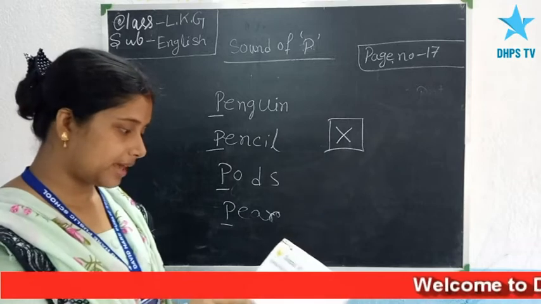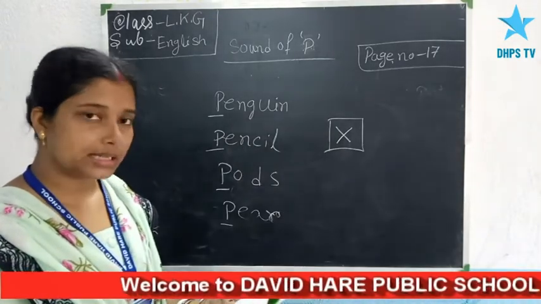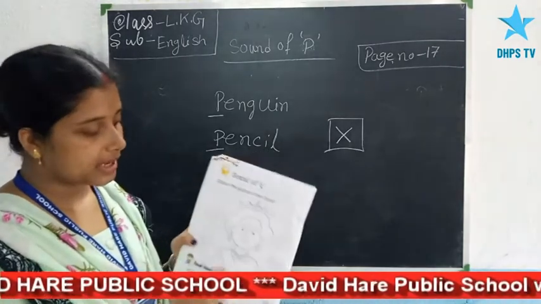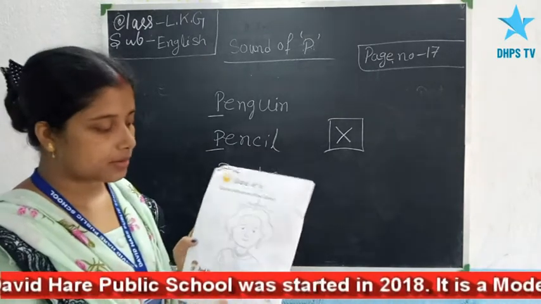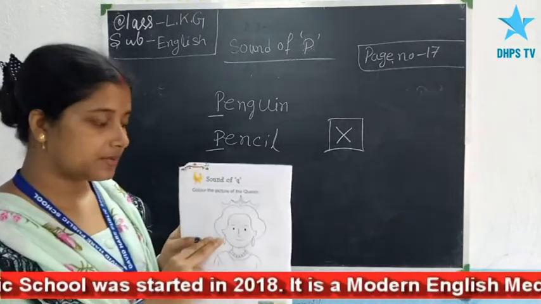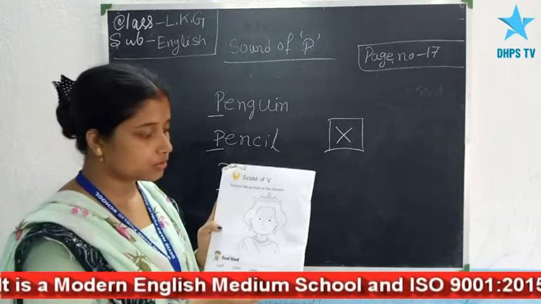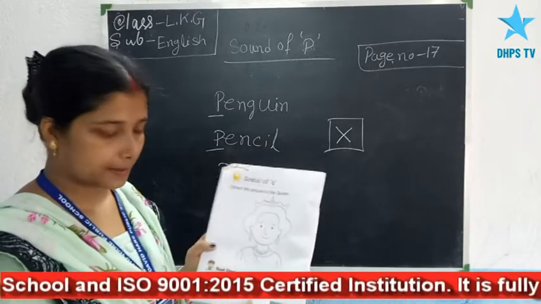Now from page number 22. And here the task is to color the picture of the queen. You can see a picture of a queen has been given, and you can fill it with different types of colors to complete the picture as you like.